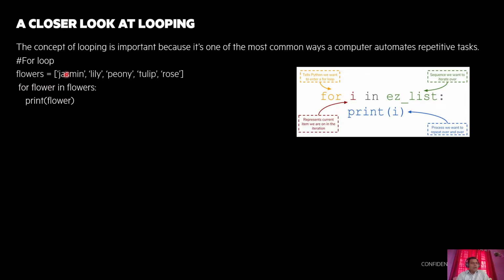We are saying flowers. First time flower will hold the jasmine, lily, and so on. We'll be iterating over the items, and the item name is flowers. First time flower will hold the jasmine, then we'll print the jasmine. Next time it will hold the lily. So we'll go through all of the items one by one, and we can perform the action on them.